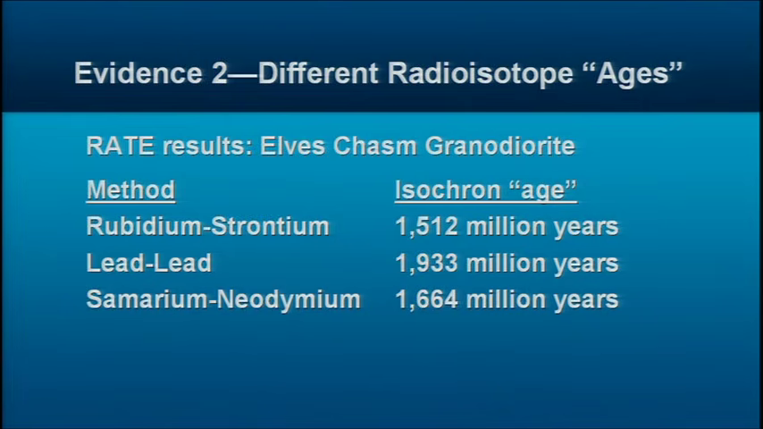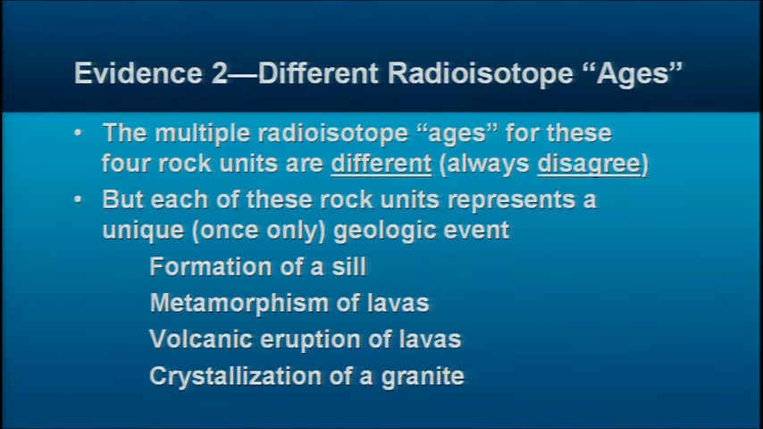Now, there were some interesting patterns. We need to understand that these multiple radioisotopes from these 4 rock units always disagreed, always. And yet each of these rock units represents a single unique geologic event, the formation of this sill, or the metamorphosis of those lavas, the eruption of volcanic lavas, or the crystallization of a granite. A unique one-time geologic event. So it should have had the same age with these clocks, but they weren't the same.